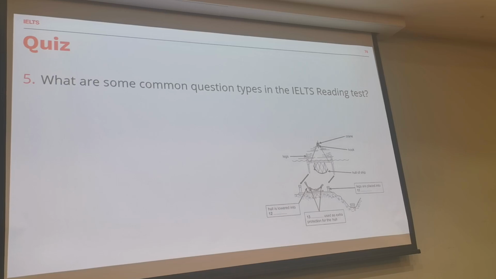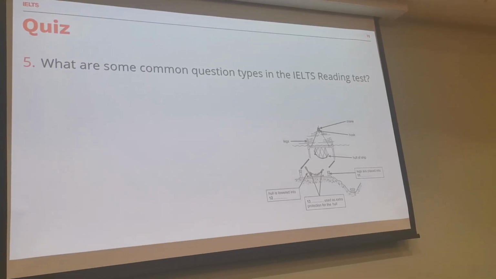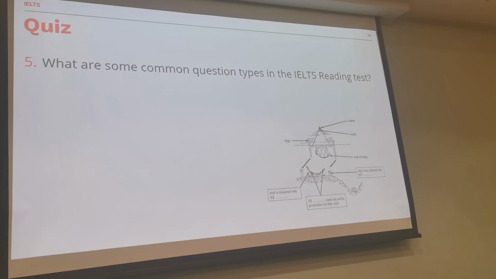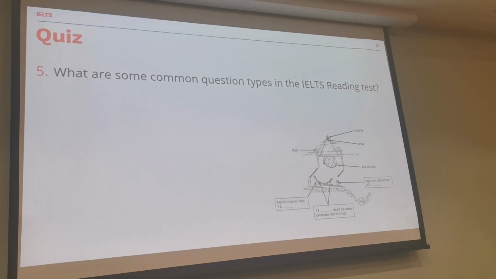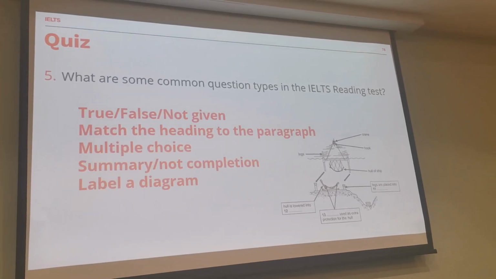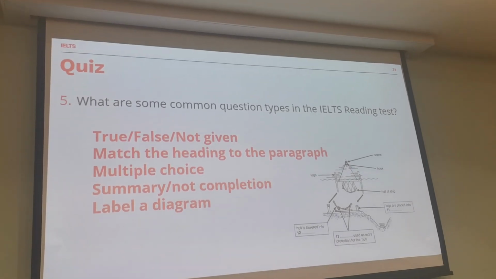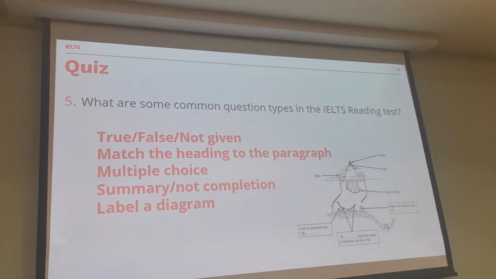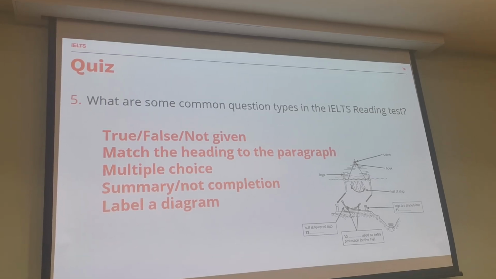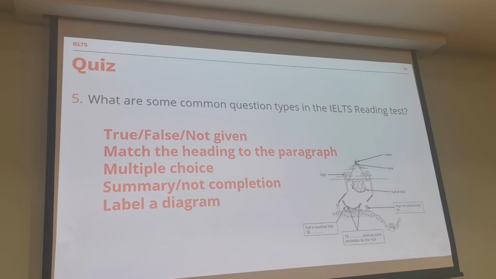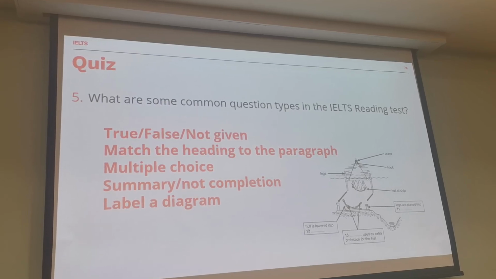Some common types of questions in the IELTS reading test. Can you remember any? Yes, no, not given. Summary completion, the gap fills. True, false, not given for the factual one, yeah. Matching the headings to the paragraph. This one can be a tricky one, where they'll give you a list of headings and you have to match them to each paragraph. And there's no perfect answer sometimes. You have to make the one that best fits the whole paragraph. Labeling a diagram. These ones look scary, they're not too bad.